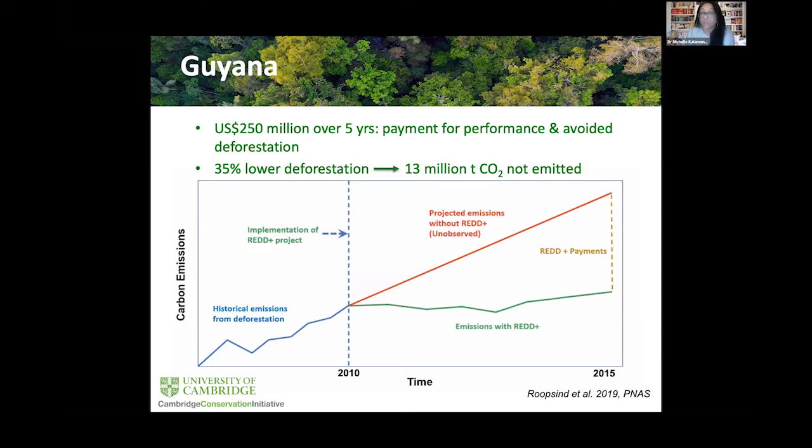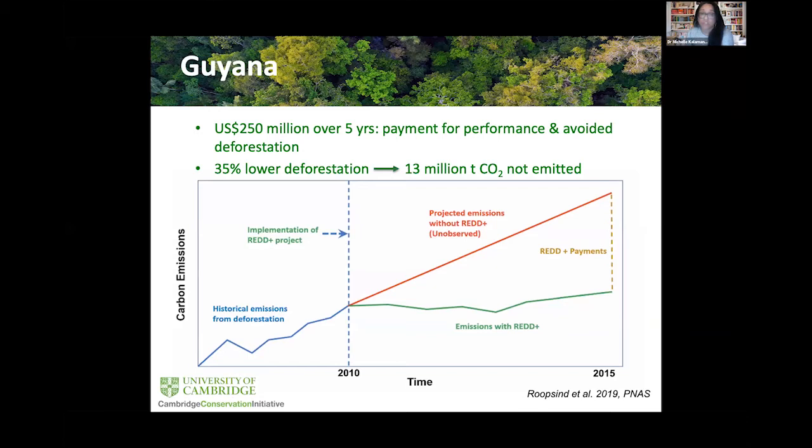Guyana as a country tends to have a pretty high forest cover, but because of development, a lot of this forest cover tends to be cut down. So the government of Norway worked with the Guyanese government in order to do a payment for performance. So every year we get a sum of X amount of $1 million, totaling up to $250 million over the 5 years.